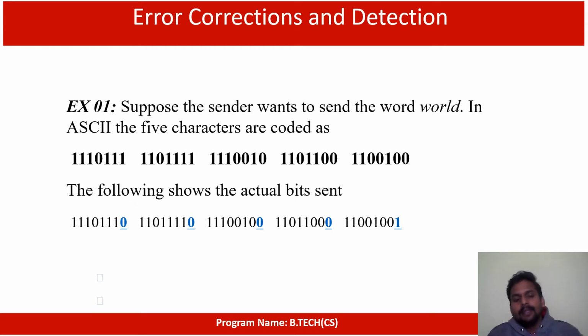On the opposite side, they will resolve this information with the help of the even parity. So they will find out these characters, and then based on the binary values, they will convert into the ASCII, and based on that ASCII they will find out the characters.